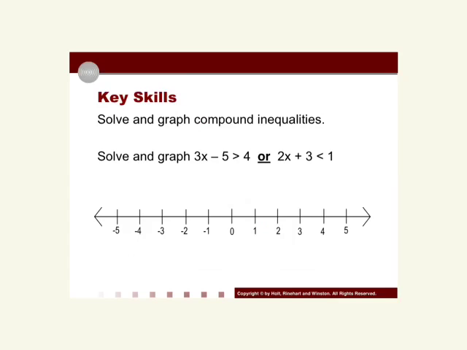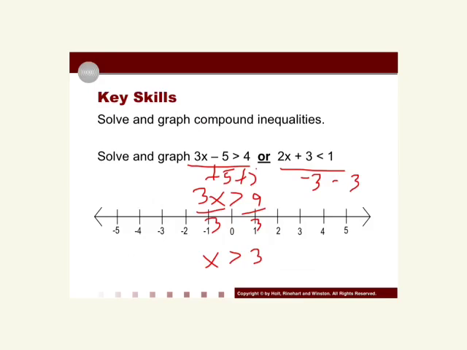Here's an or. So in this case, these are even simpler because they're already separated for you, and you just solve each inequality. So here we'd add 5 to both sides. We'd have 3x is greater than 9, divide by 3, and x is greater than 3. Then I solve my other one. Subtract the 3. 2x is less than negative 2. Divide by 2, and x is less than negative 1.